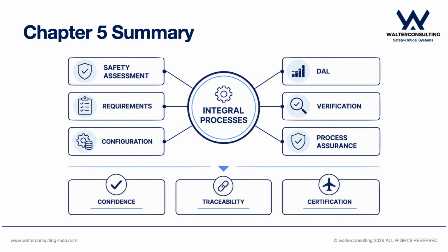ARP4754B. Let's summarize the key points. Chapter 5 introduces the integral processes that support every stage of aircraft and system development. These include safety assessment, development assurance level assignment, requirements management, validation, verification, configuration management, and process assurance. Although these activities do not directly create aircraft systems, they provide the structure, traceability, and confidence required for successful aerospace development and certification. Many of the topics introduced in this chapter are significant subjects in their own right, and we'll explore them individually in future videos.